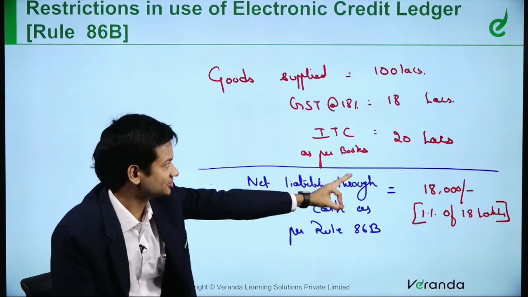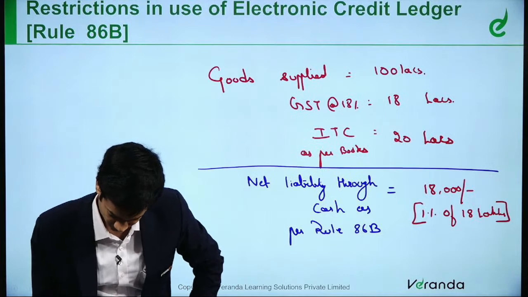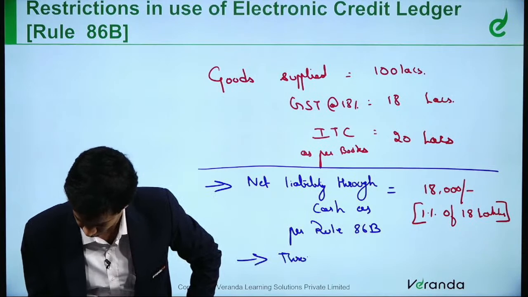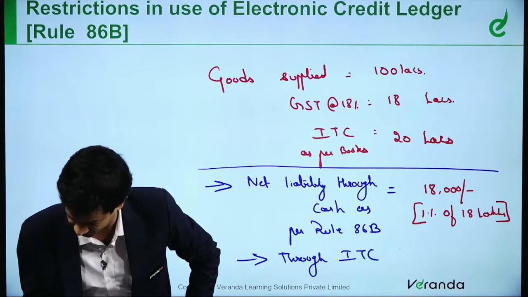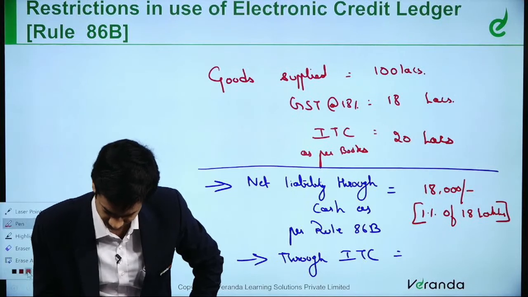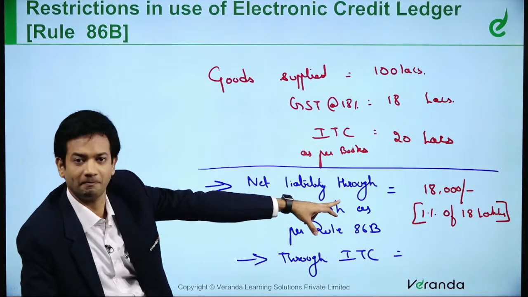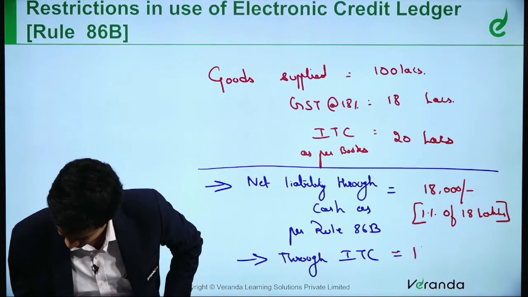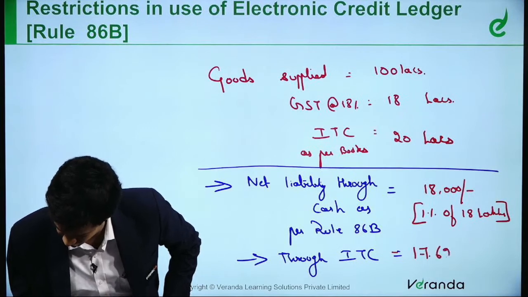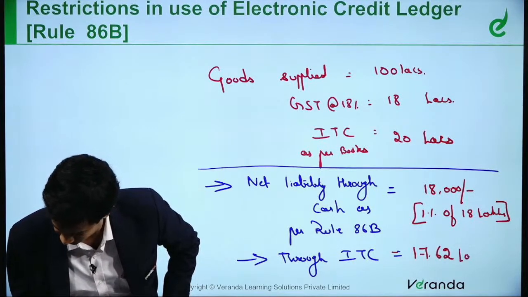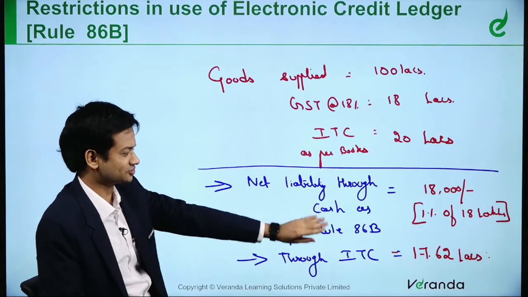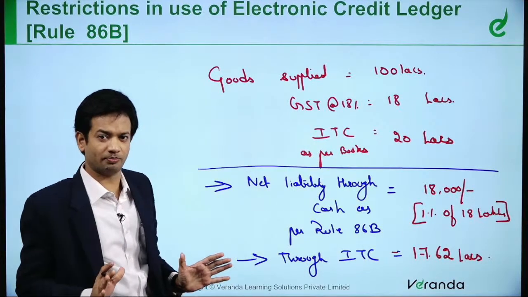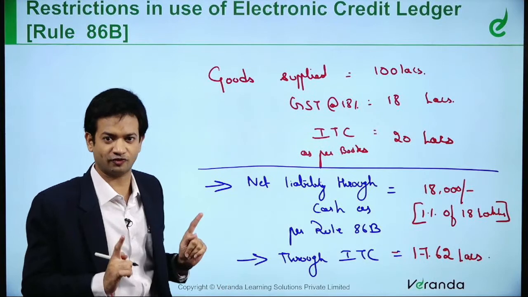So how much can I adjust through the credit ledger? Through ITC, how much can I pay? I can pay 18 lakhs minus 18,000 through the electronic credit ledger. So basically 17.82 lakhs, right? So 17,82,000 I can adjust through the credit ledger, but 1% of the gross liability. Please note, it's a very simple rule, but yes, mistakes can happen here. So be very careful with the calculation.